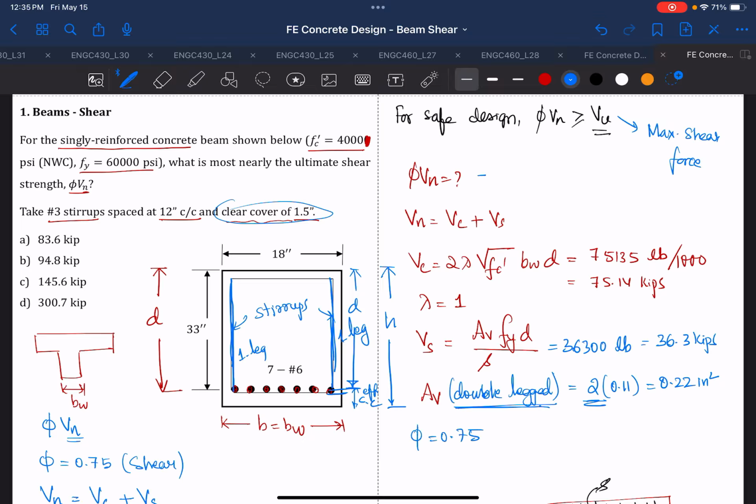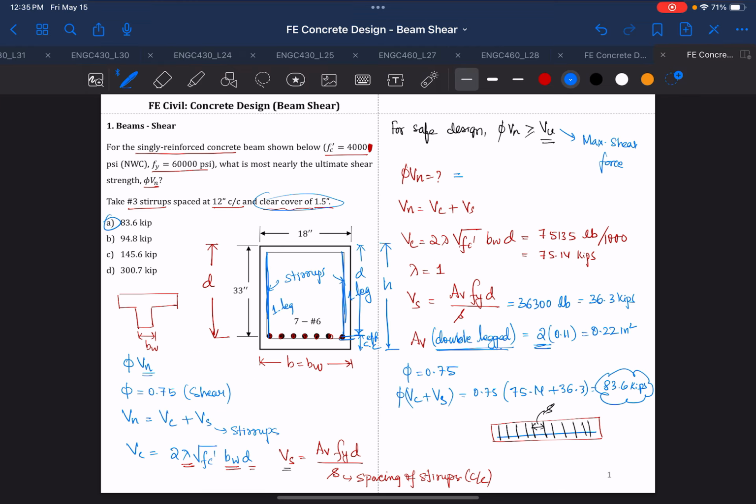And so if you multiply them together, phi times Vc plus Vs, you get 0.75 multiplied by 75.14 plus 36.3, and you'll get 83.6 kips. So your answer is 83.6 kips. So that's how you calculate the beam shear.